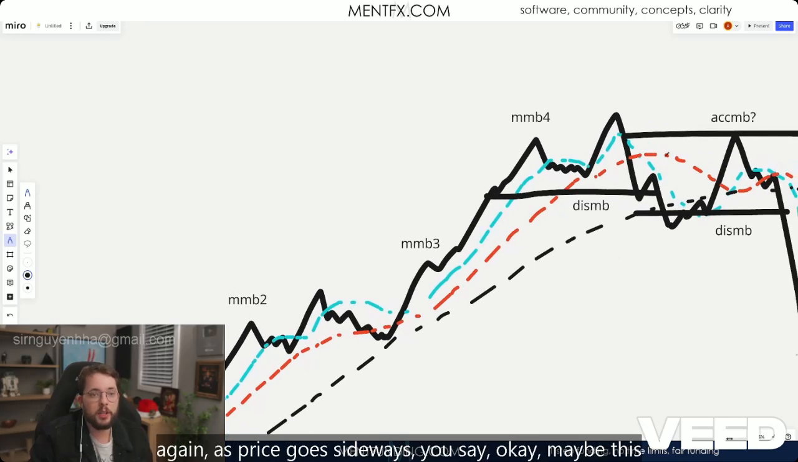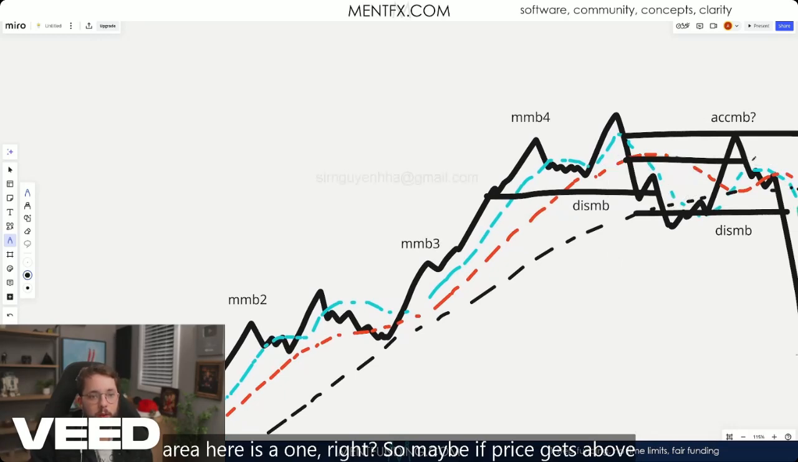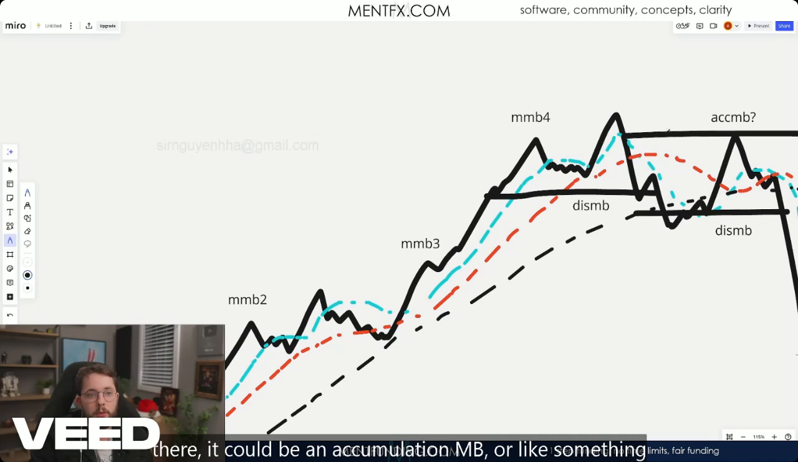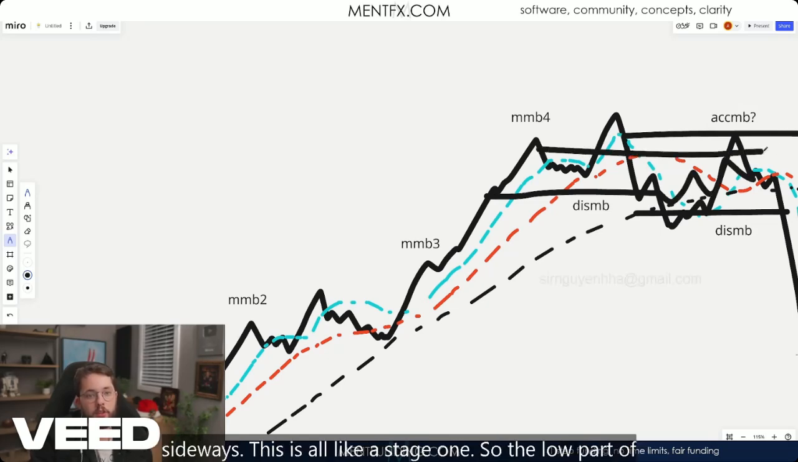And again, as price goes sideways, you say, okay, maybe this area here is a 1, right? So maybe if price gets above there, it could be an accumulation MB, or something like this. If price gets above there now, it could be an accumulation MB. But then instead, price keeps going sideways. This is all like a stage 1. So the low part of it is also important.